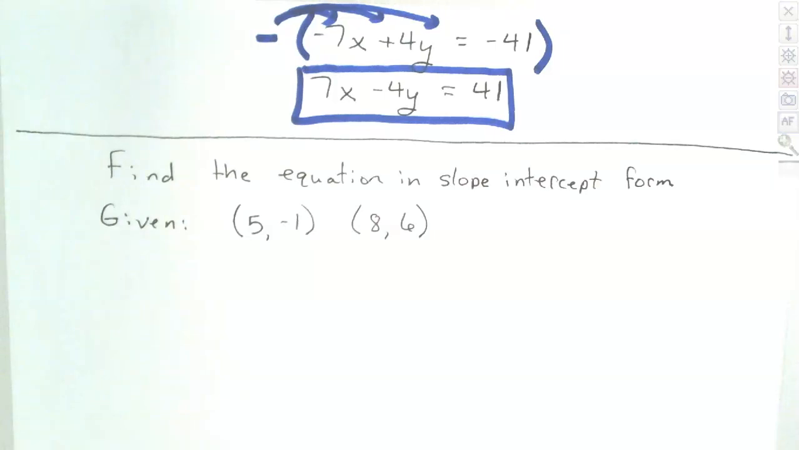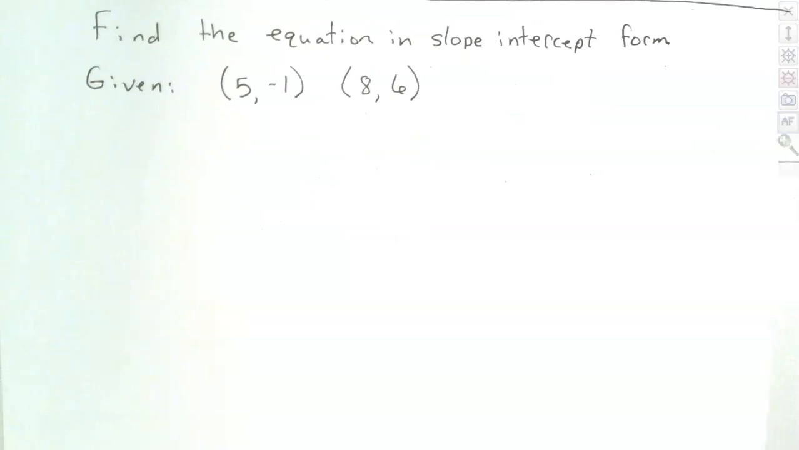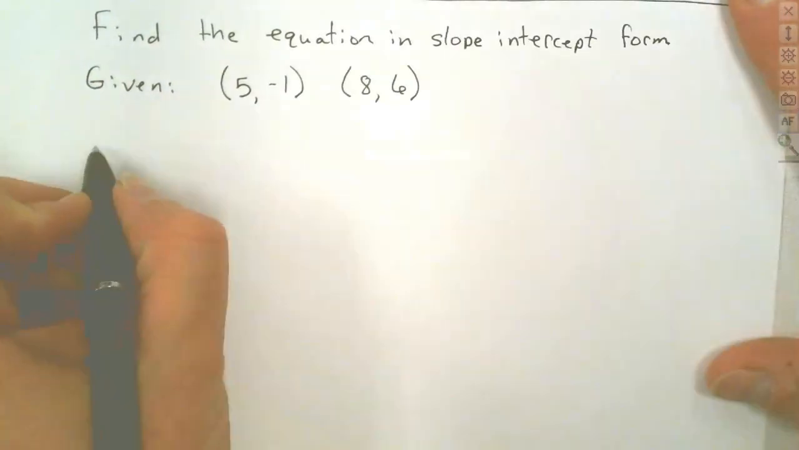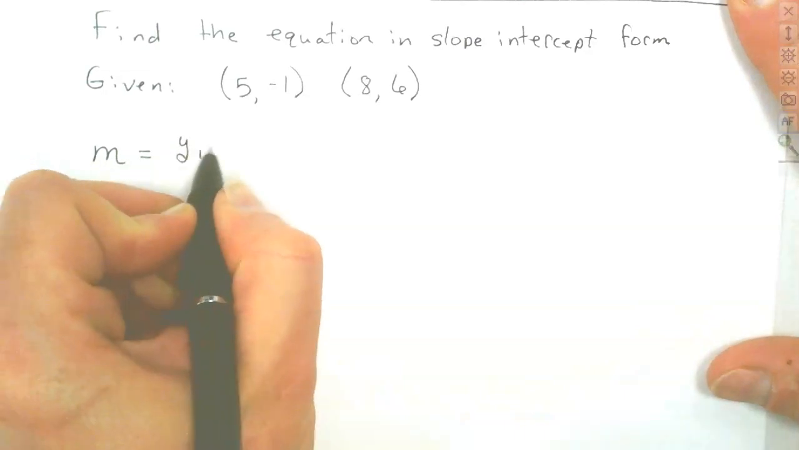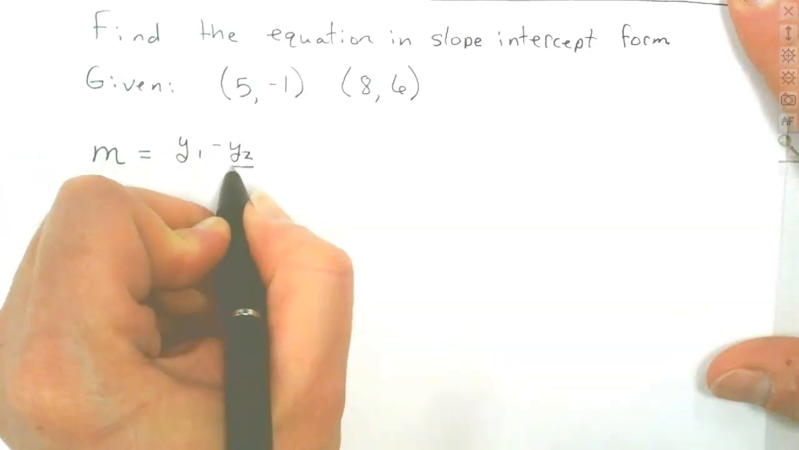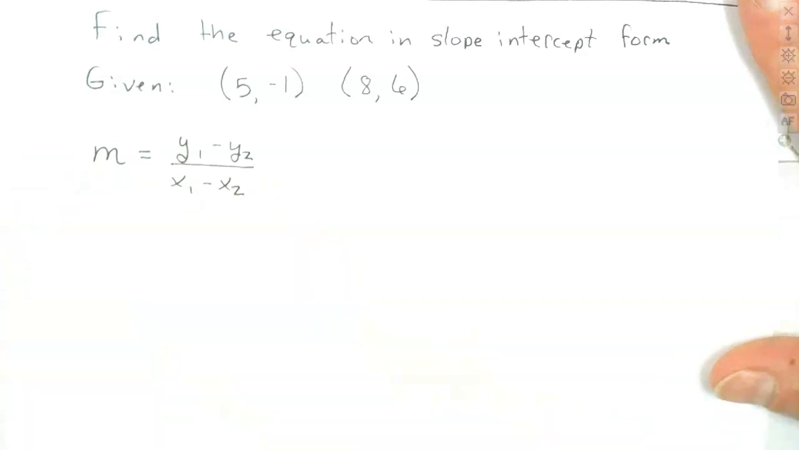And what do we need to do first? Well, we don't have a slope. We need a slope to use the point slope formula. So the first thing we're going to do is find our slope m. And that is y1 minus y2 over x1 minus x2.